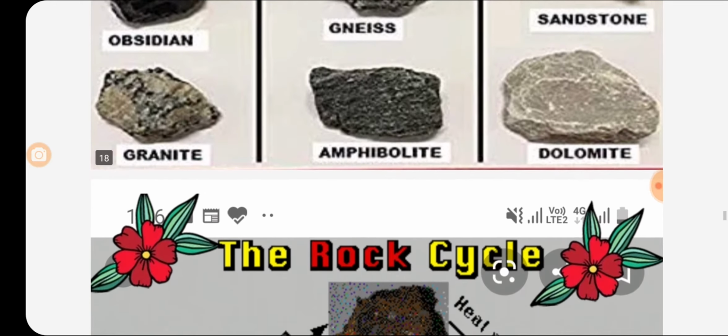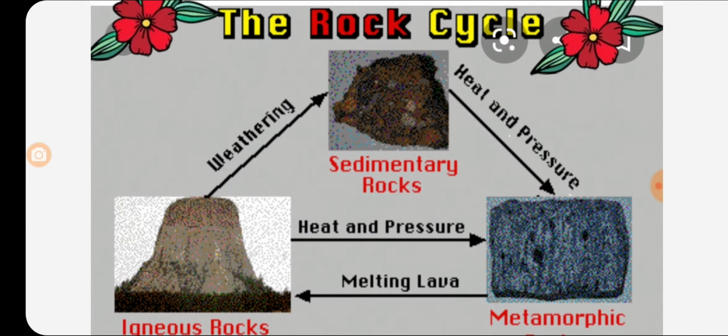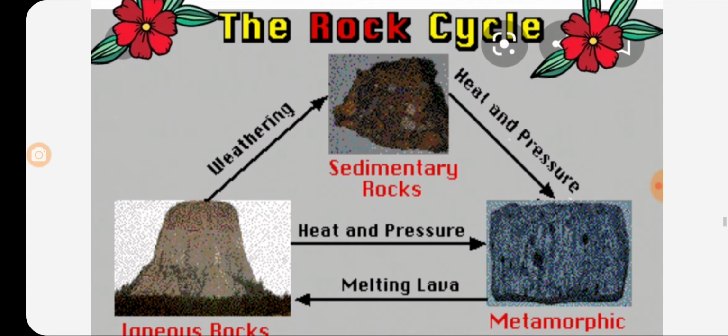Alright students. Now the rock cycle. What is the rock cycle? One type of rock changes to another type under certain conditions in a cyclic manner. This process of transformation of rock from one to another is known as the rock cycle.